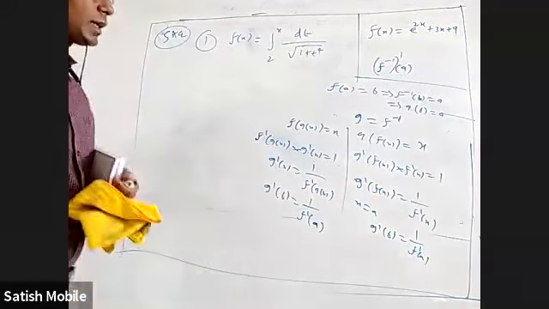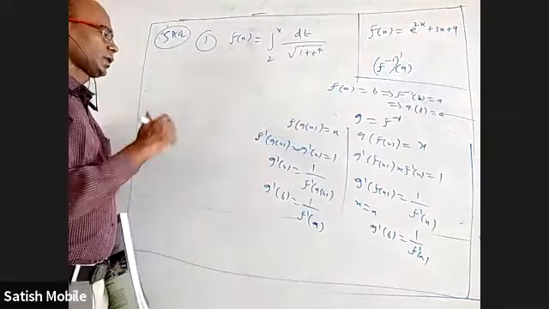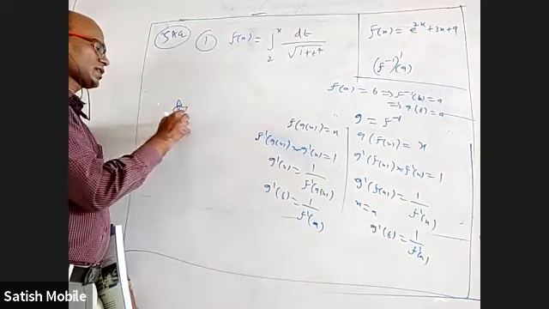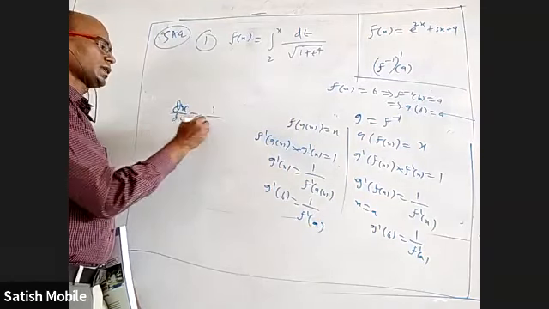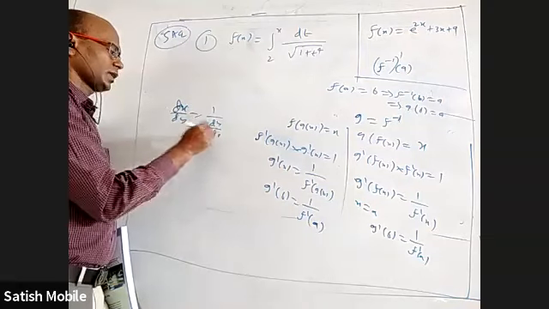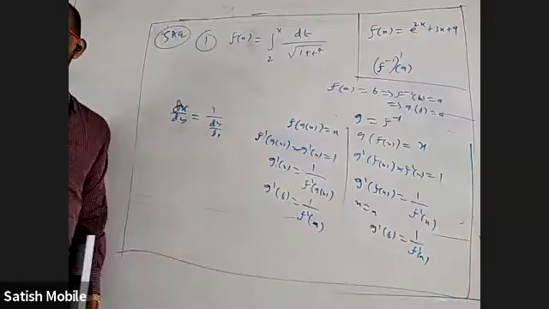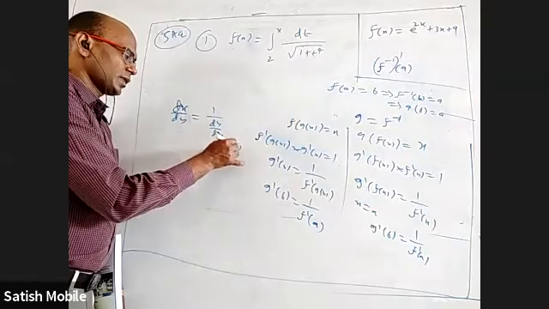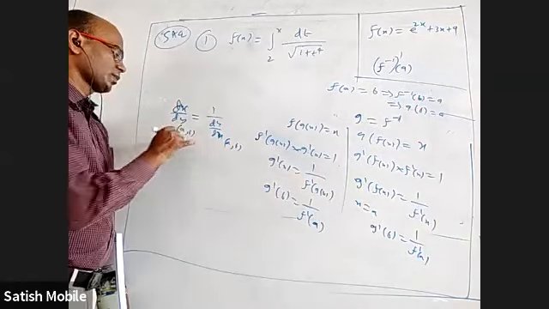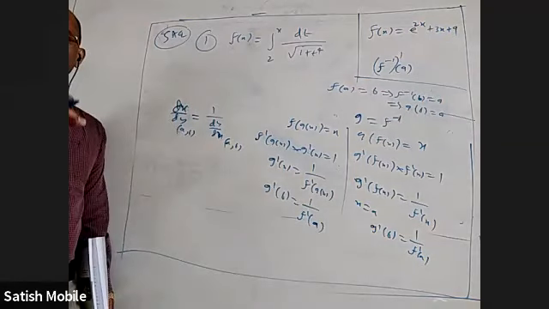But this is not any great formula. You know dy by dx is nothing but 1 by dx by dy, or dx by dy is nothing but 1 by dy by dx. All of you know this, right? This is dy by dx at the point a comma b, and this is also dy by dx at the point a comma b.